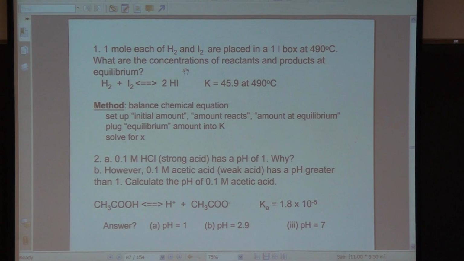Okay, so while you're doing that, I'm going to say that so far we've covered chapter 15, which is the chapter on chemical equilibrium. So question 1 has to do with chemical equilibrium and equilibrium constant, and calculating equilibrium concentrations. And then chapter 16 is the chapter on acid-base equilibrium. And we were looking at acid-base equilibrium when we were making buffers in lab on Tuesday.